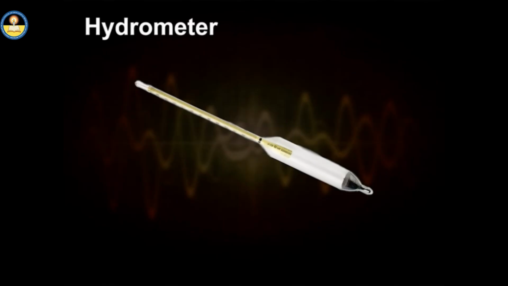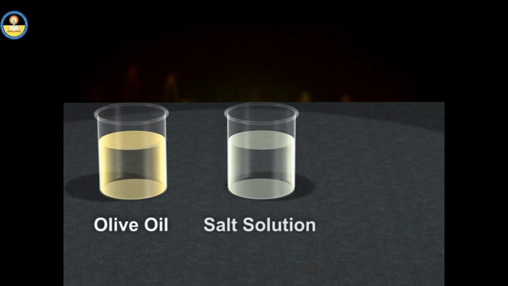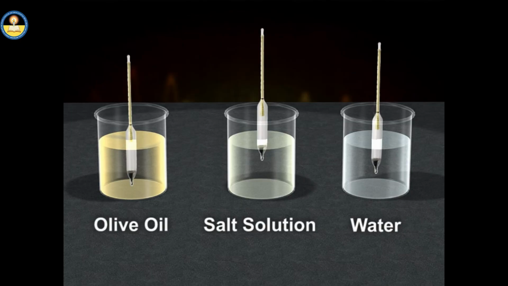A hydrometer is a device used to measure the density of a given liquid. It also works on the Archimedes principle. Let us take 3 beakers containing olive oil, salt solution, and water respectively. A hydrometer is placed in each beaker, which measures the density of the liquid. Sinking of the hydrometer shows the density of the liquid. As in the case of olive oil, it sinks the most.